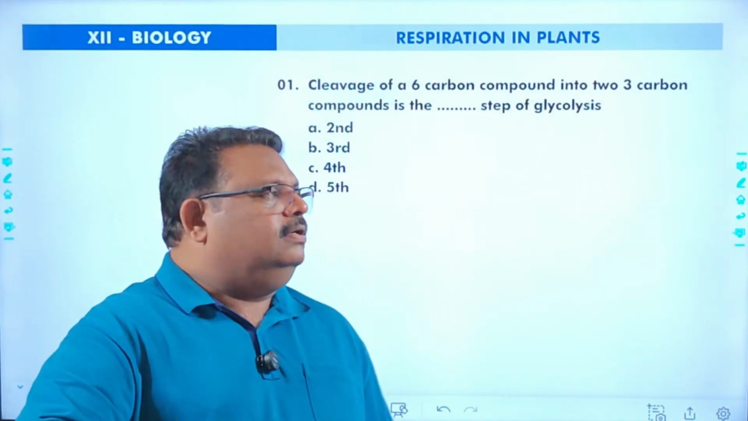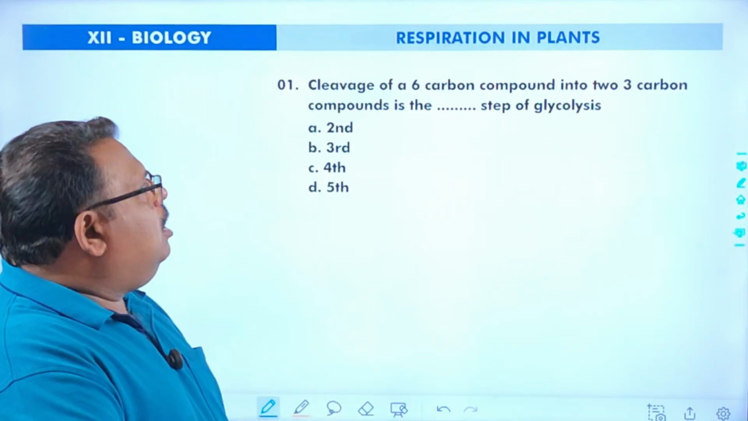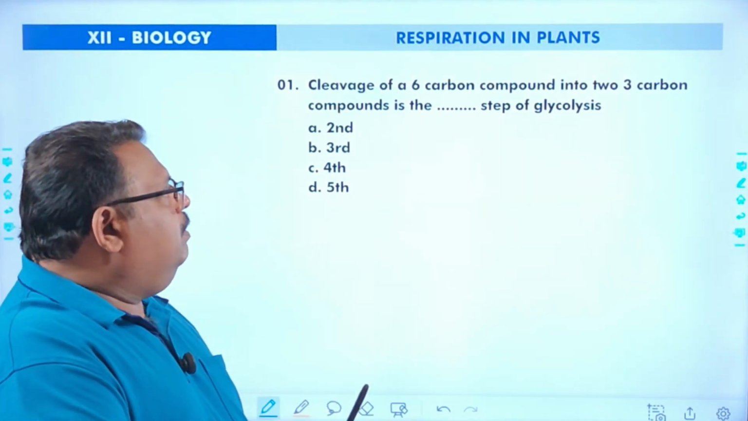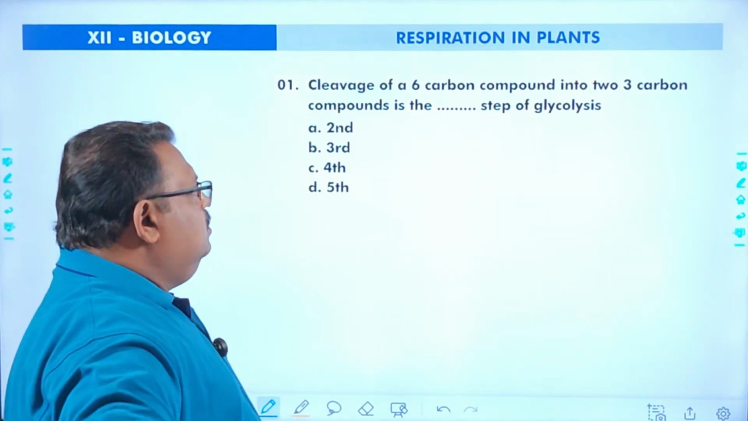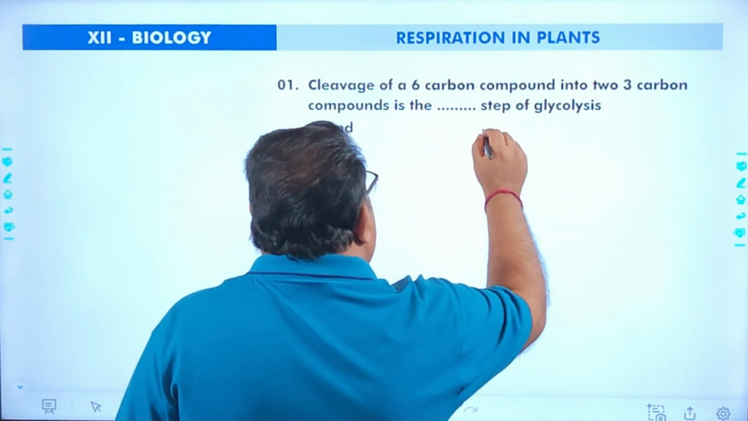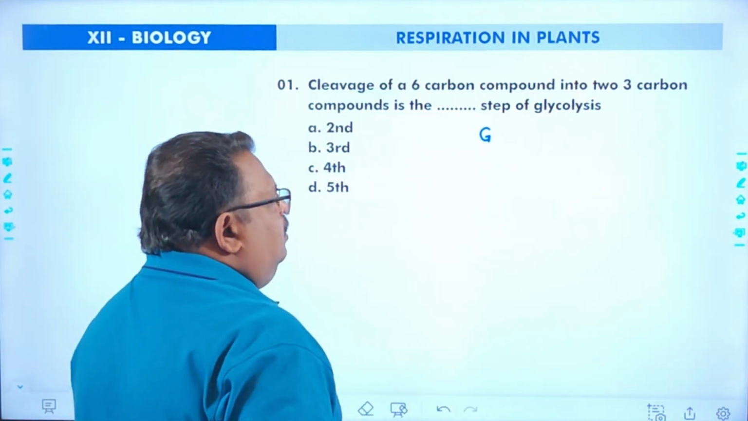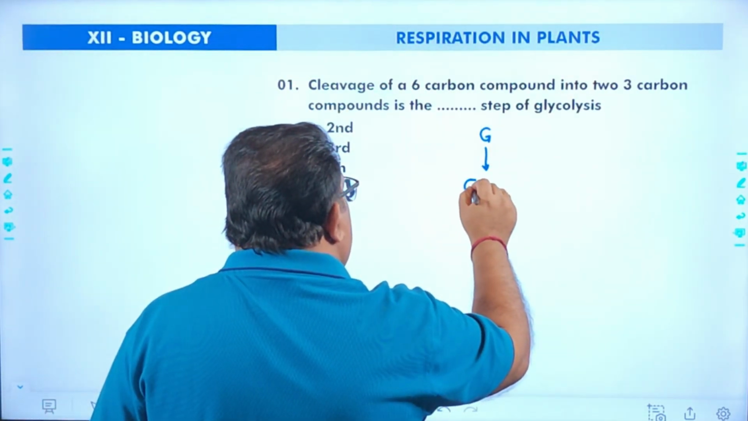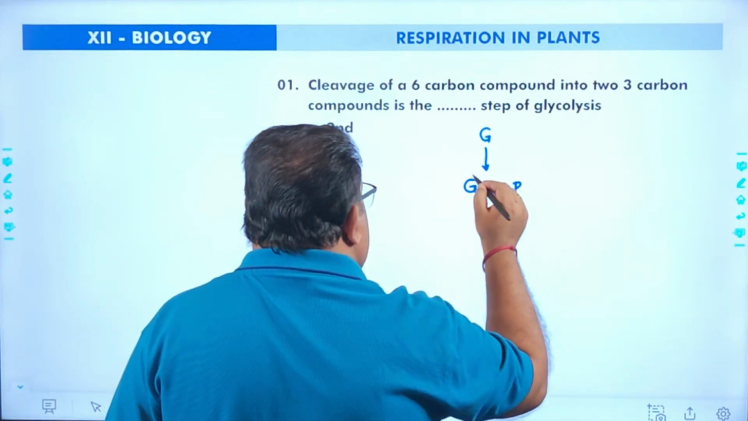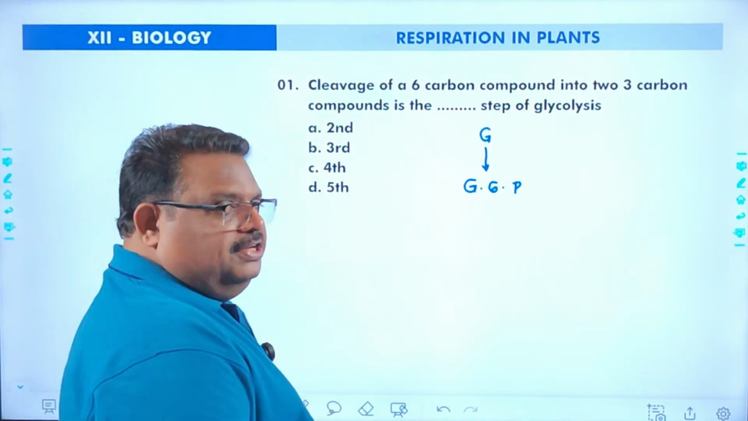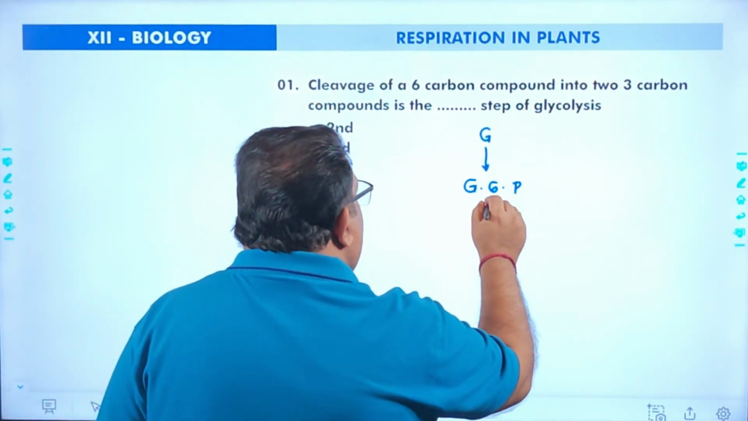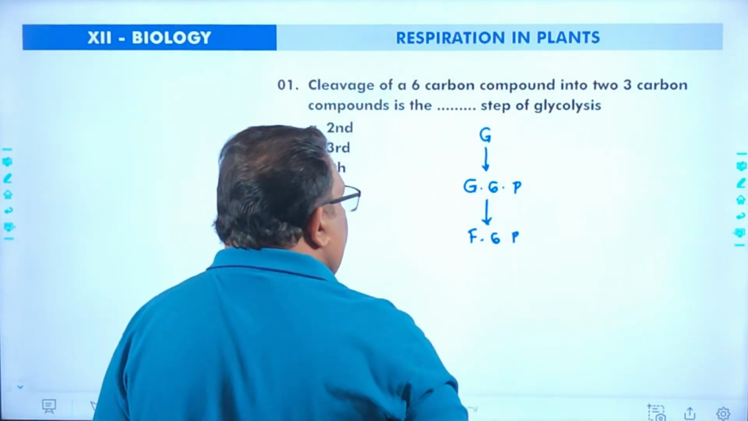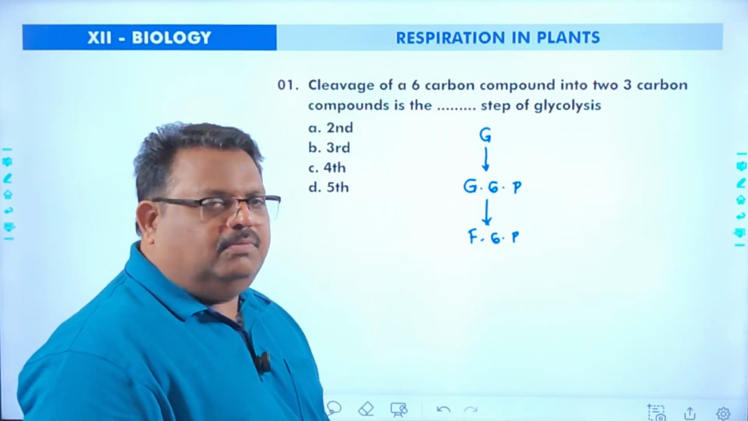Okay, the first question. Cleavage of a 6-carbon compound into 2 3-carbon compounds is the dash step of glycolysis. So you know that glycolysis starts with the glucose. The first step, glucose is phosphorylated into glucose 6-phosphate. It's a phosphorylation reaction. Then glucose 6-phosphate is isomerized into fructose 6-phosphate. Isomerization reaction, reaction number 2.